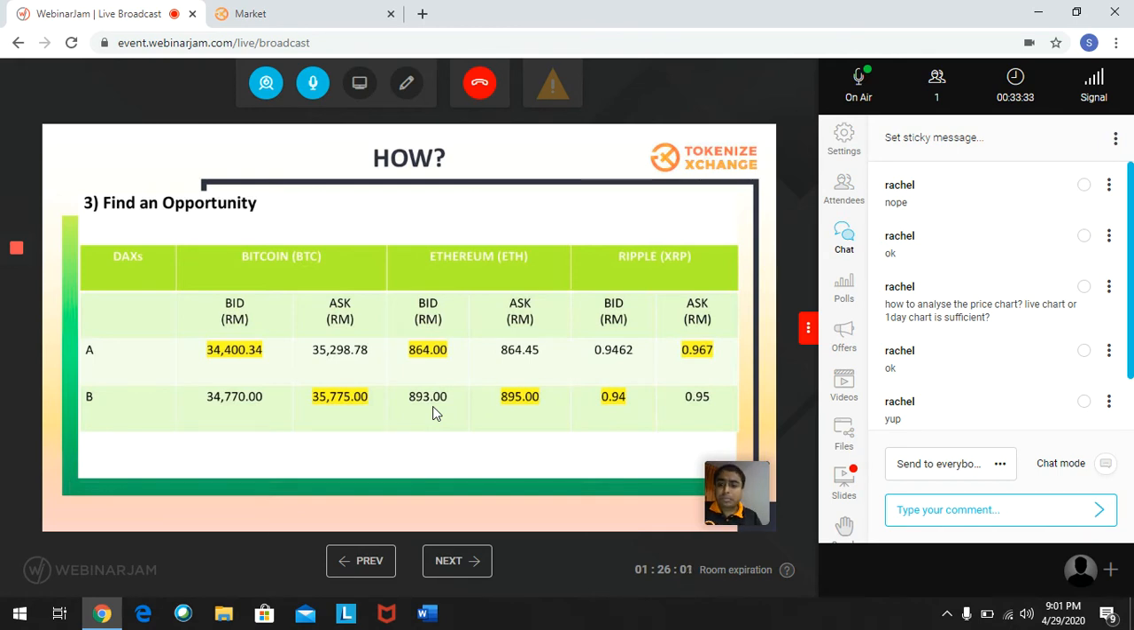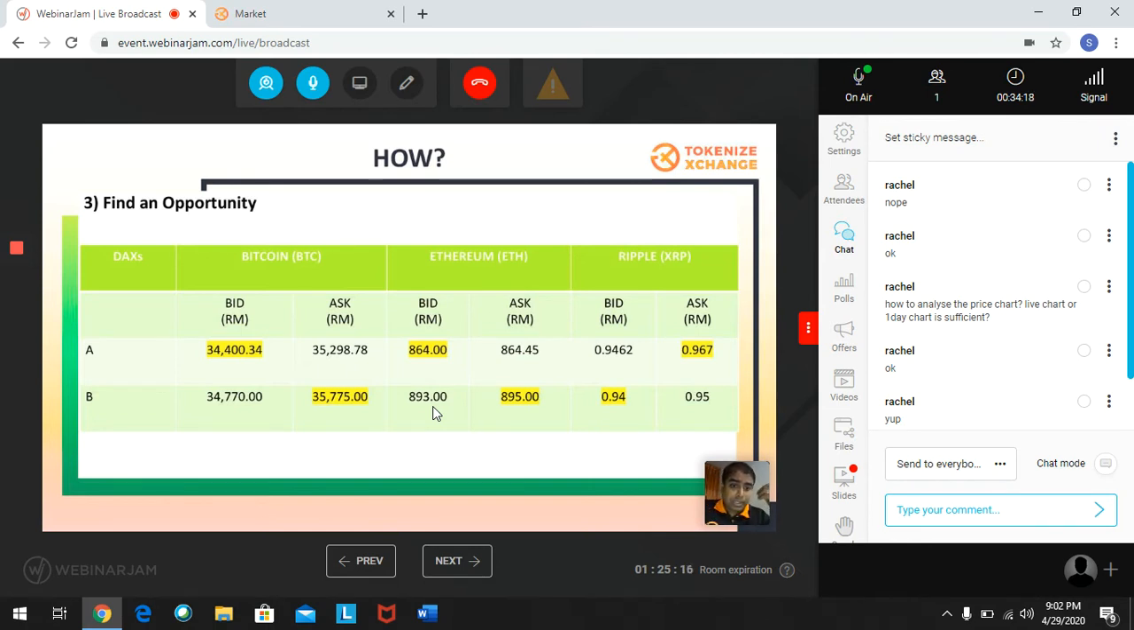Same goes for Ripple. On platform B, it is giving you an offer of 94 ringgit Malaysia. But on platform A, you have to buy at 0.9462. In terms of selling, platform A is selling at 0.67 and platform B is selling at 95 cents. Again, each digital asset has arbitrage opportunity. It's not that platform A offers the best price in everything. Both platform A and B have advantages. Platform B has better selling opportunity, and platform A has better buying opportunity. So basically, that is finding an opportunity.